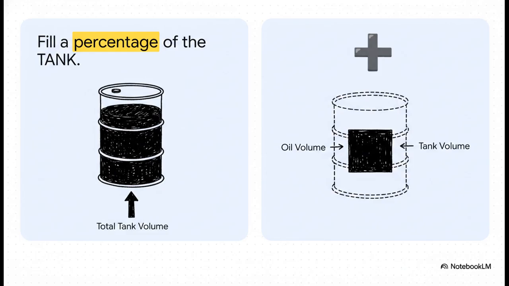But if it says you need to allow for 2% expansion of the oil, you have to work backwards. You take the total tank volume and you divide it by 1.02. Mixing up whether to multiply or divide is such a common mistake, and man, it can be a costly one.